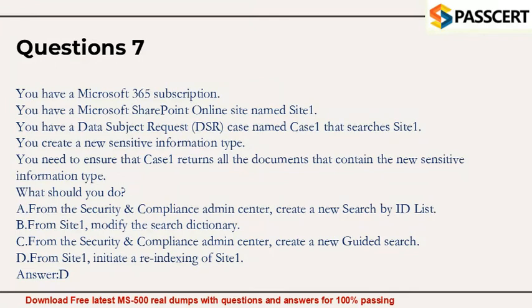Question 7. You have a Microsoft 365 subscription. You have a Microsoft SharePoint Online site named Site 1. You have a data subject request, DSR, case named Case 1 that searches Site 1. You create a new sensitive information type. You need to ensure that Case 1 returns all the documents that contain the new sensitive information type. What should you do? A. From the Security and Compliance Admin Center, create a new search by ID list. B. From Site 1, modify the search dictionary. C. From the Security and Compliance Admin Center, create a new guided search. D. From Site 1, initiate a re-indexing of Site 1.